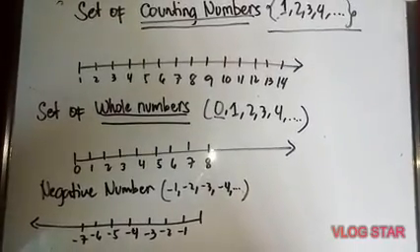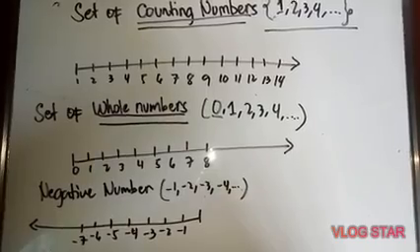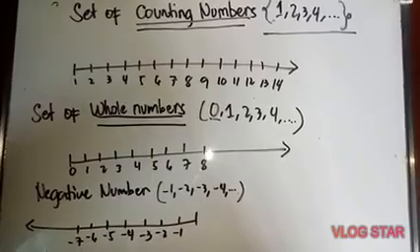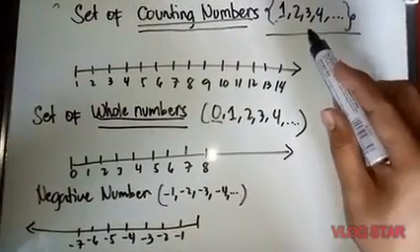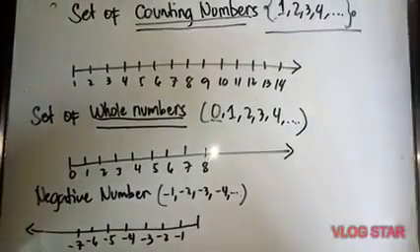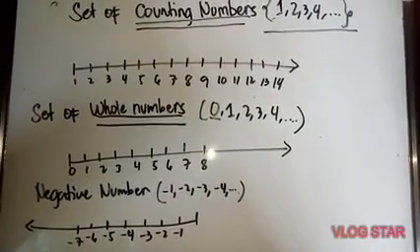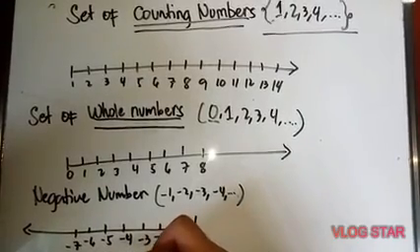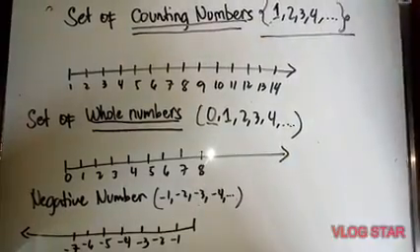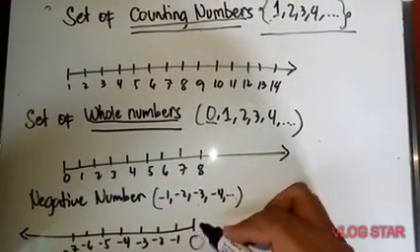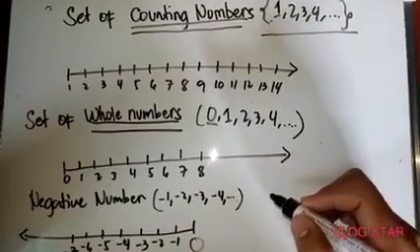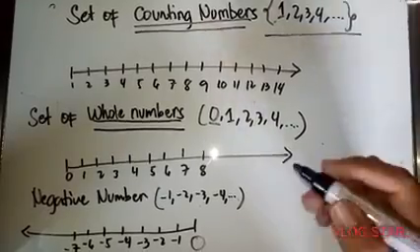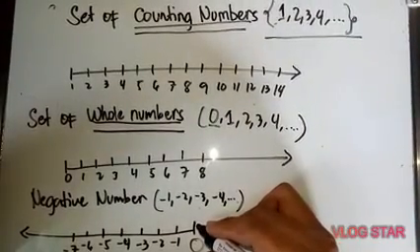While negative numbers are the opposite of counting numbers. So if our counting numbers are 1, 2, 3, 4, and so on, our negative numbers are negative 1, negative 2, negative 3, negative 4, negative 5, negative 6, and negative 7. So these are the digits on the left side of the 0. 0 is not a negative. 0 is neither positive nor negative.